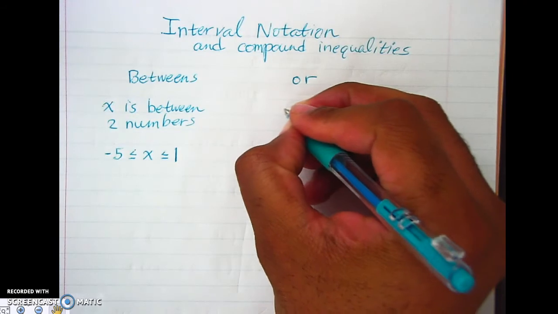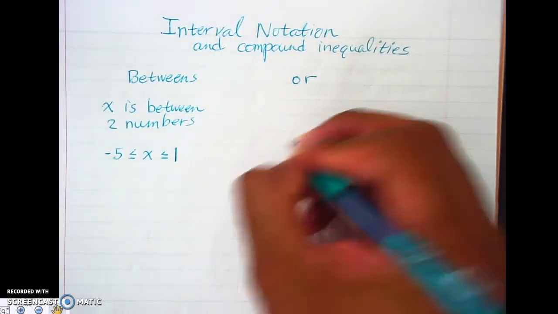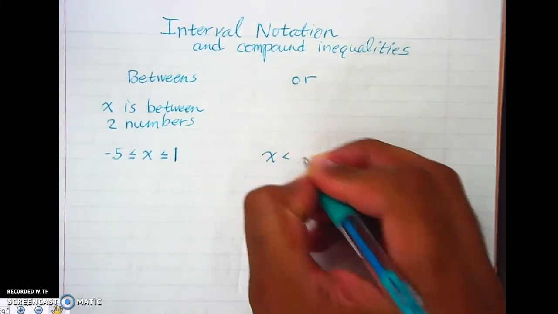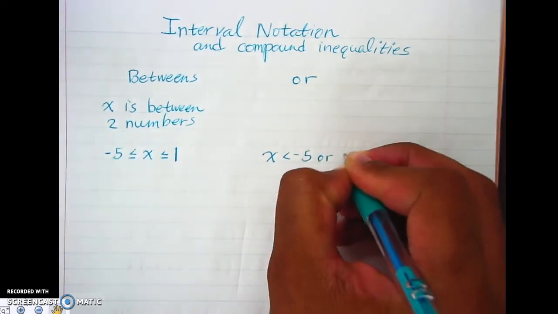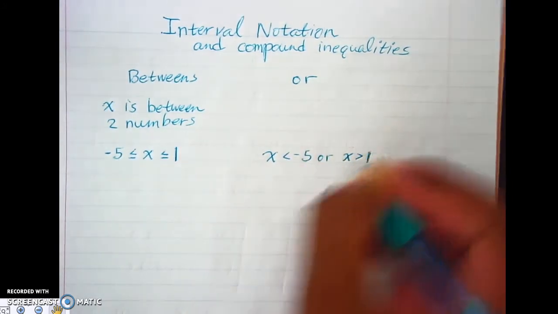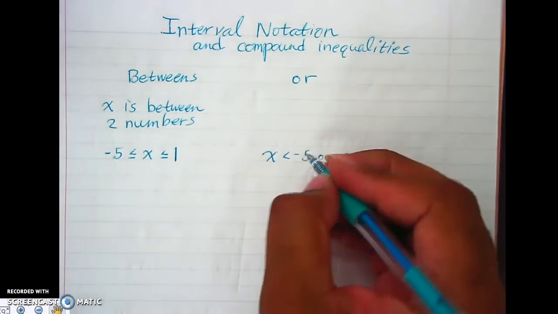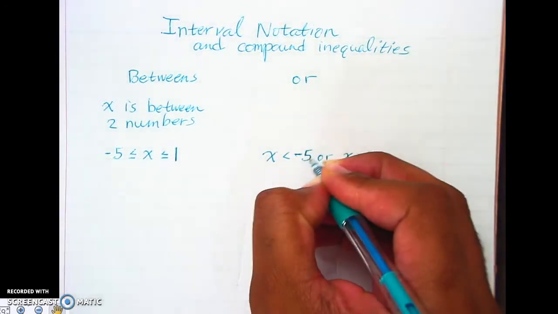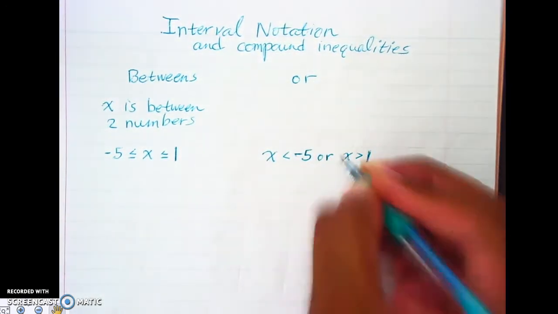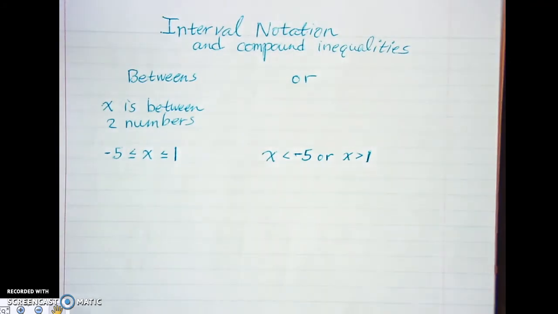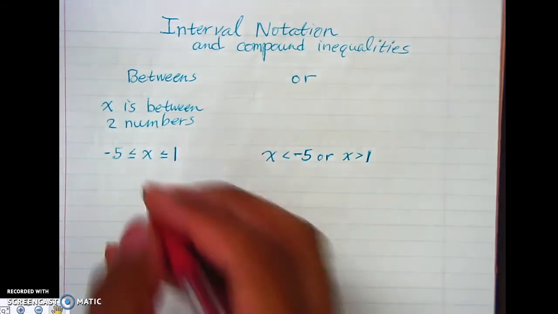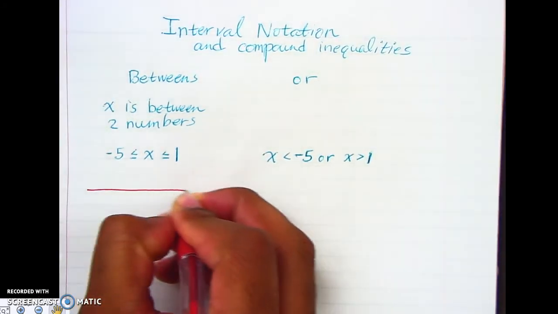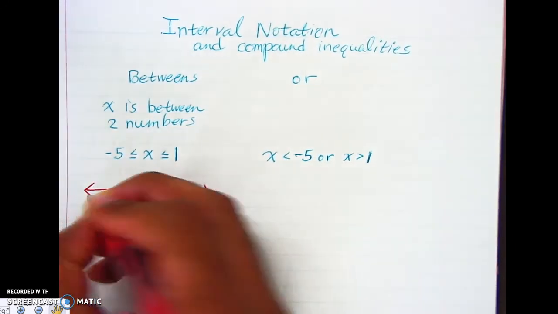Let's say this one's like x is less than -5 or x is greater than 1. You have those types. So they have multiple things going on with it. So when we graph it out, we're going to graph it using numbers and a number line and everything, just like we talked about earlier. So with this, let's just do a number line here for the first one.